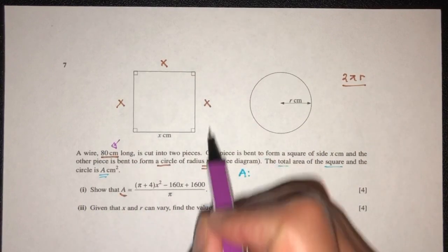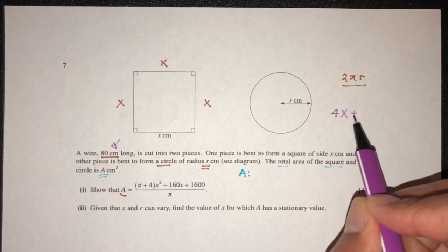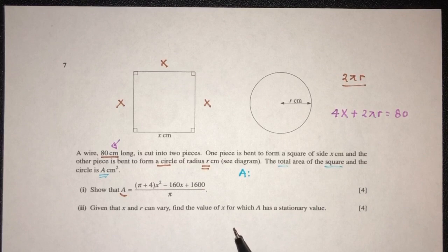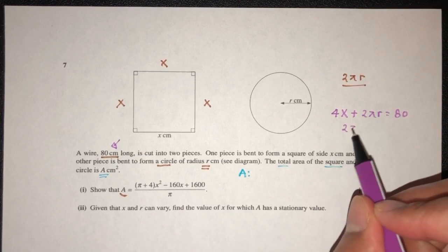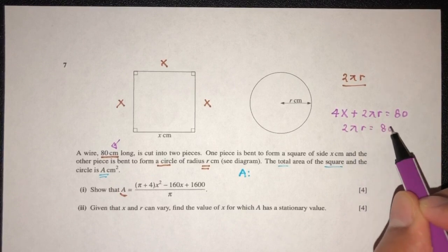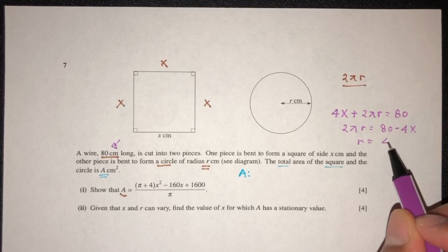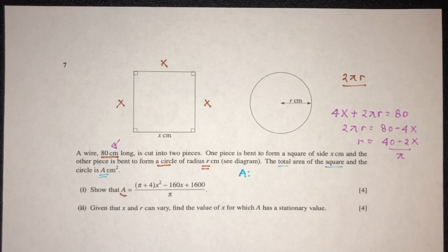So what is the length of this? That will be x, x, x, and x. That will be 4x plus 2 pi r have to be 80. From this, I can find the value of r. So 2 pi r is 80 minus 4x. r will be the value of 40 minus 2x over pi. That is the value of r, right?